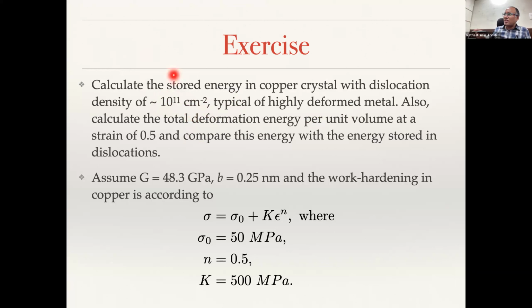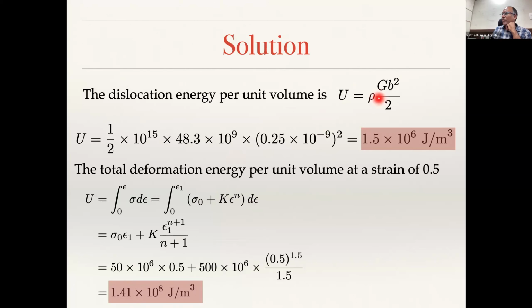And then you have to calculate the stored energy in a dislocation in a copper crystal, and also calculate the total deformation energy per unit volume at a strain of 0.5 and compare that energy with the energy stored in dislocations. So you are applying some load. How much of that energy that you are putting in is stored in dislocations? How much is dissipated as heat? That is what we want to calculate. We know the shear modulus is 48.3 GPa and Burgers vector is 0.25 nanometers. And copper work hardening is given by sigma equals sigma naught plus K epsilon power n and so on. So the dislocation energy per unit volume is given by half rho G b square.